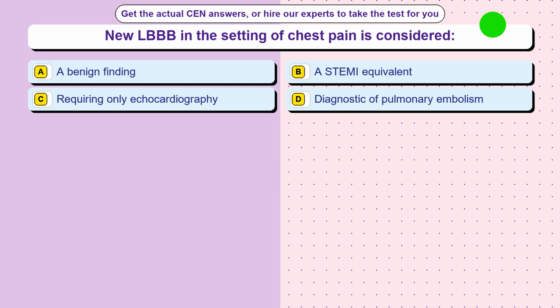Question 69. New LBBB in the setting of chest pain is considered: Option A, a benign finding. Option B, a STEMI equivalent. Option C, requiring only echocardiography. Option D, diagnostic of pulmonary embolism.